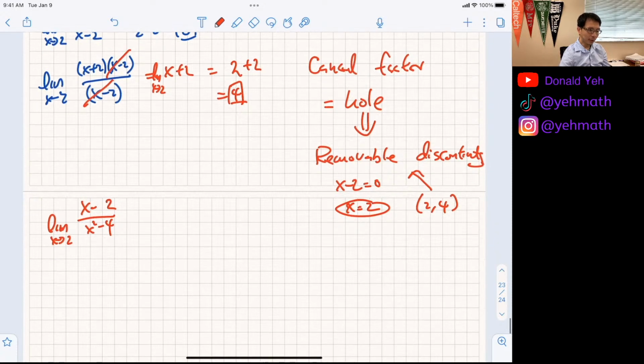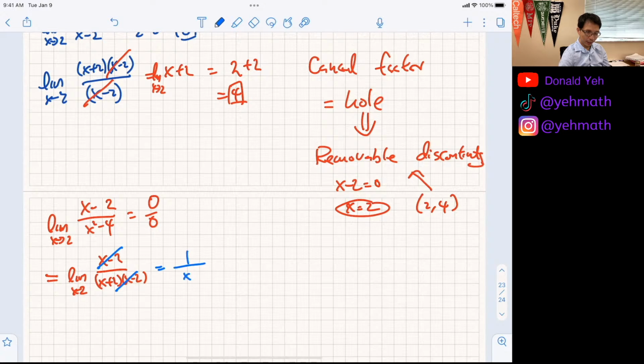So let's do the limits first. Well, we plug in, this is 0 over 0. So then you say, okay, limit as x approaches 2 of x minus 2 over x plus 2 and x minus 2. And this will cancel out, and that's equal to 1 over x plus 2. Don't forget that 1. x approaches 2, sorry. That's going to be 1 over 4. So the limit is going to be 1 over 4.